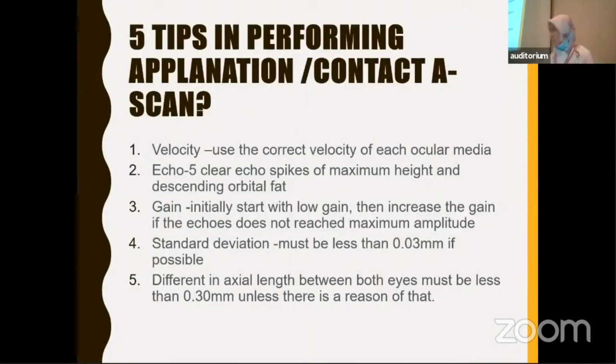There are five tips in performing applanation or contact A-scan. One, please use the correct velocity for the ocular media. Number two, make sure five clear echo spikes of maximum height and a descending orbital fat. Number three, initially start with low gain, then try increasing the gain if the echoes do not reach maximum amplitude. Number four, always check the standard deviation. Usually we take the SD less than 0.3 millimeters if possible. And number five, the difference in axial length between both eyes must be less than 0.3 millimeters unless there is a reason for that.